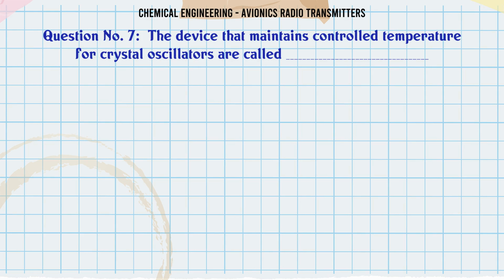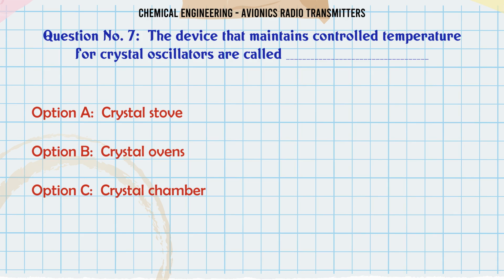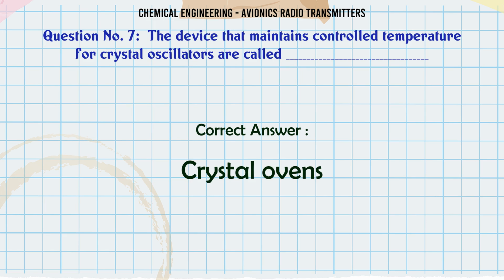The device that maintains controlled temperature for crystal oscillators is called A. Crystal stove. B. Crystal ovens. C. Crystal chamber. D. Temperature chamber. The correct answer is crystal ovens.